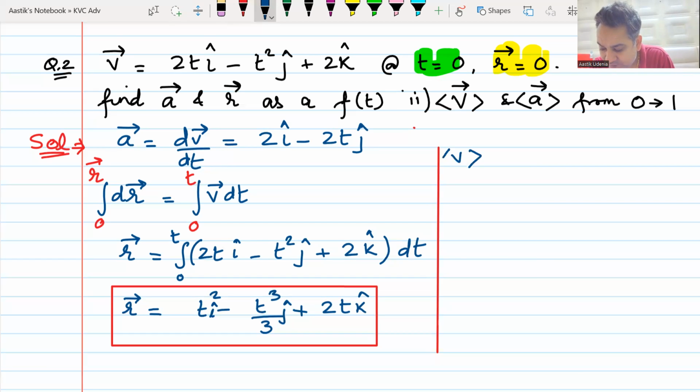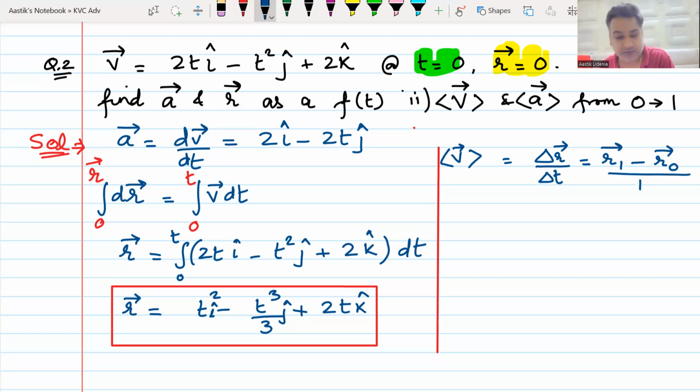To find out average velocity, what we need to find out is total displacement divided by total time. Yes or no? Total displacement means we have to find displacement at 1 second, subtract displacement at 0 seconds, and divide by total time, which is 1 second. Do we understand this? Yes or no?